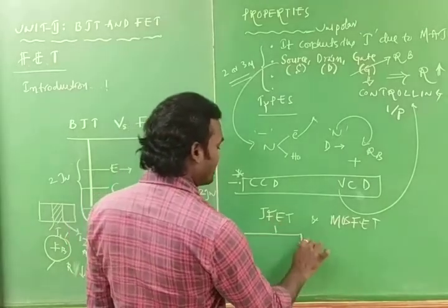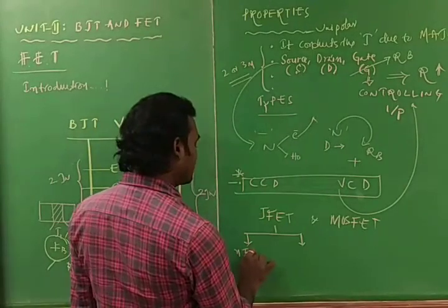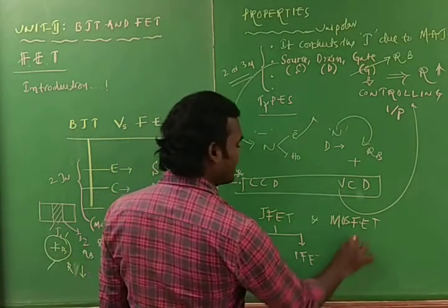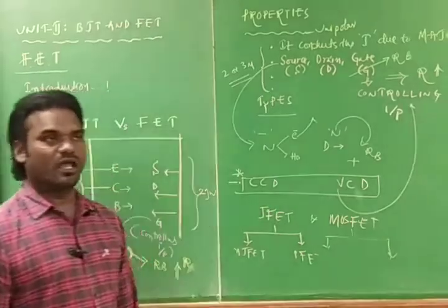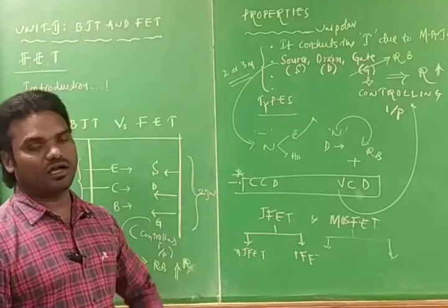In JFET, again we have two types: N channel JFET and P channel JFET. In the case of MOSFET, we have two more types: enhancement and depletion mode. In the coming class, we are going to discuss the types of FET.